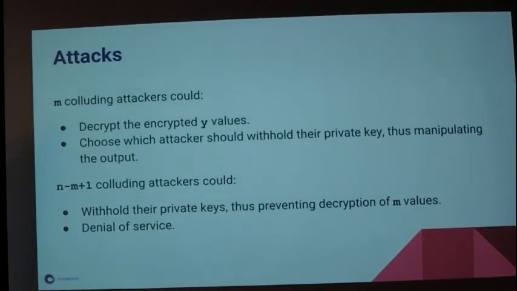If m of the attackers collude, then they could decrypt the y values and choose which attacker should withhold their private key. So if you had a consortium of, say, 5 people, and that was m, then they could choose to not reveal. Within the 5 of us, we could choose which combination of us weren't going to reveal, and in that way bias the output. We can't change the output completely, but we can choose which of us don't reveal and hence bias the output. If you had n minus m plus 1 colluding attackers, then they could withhold their keys and in that way stop the algorithm. That would be an availability problem.